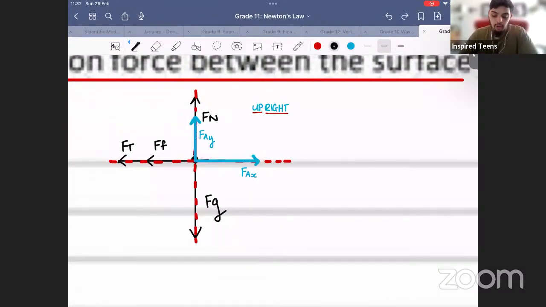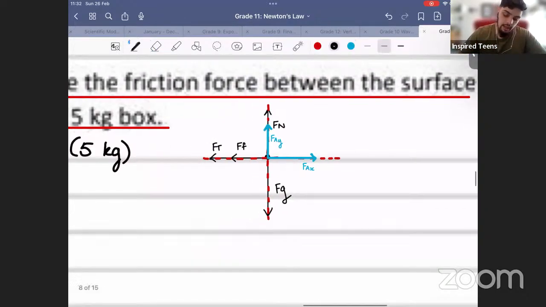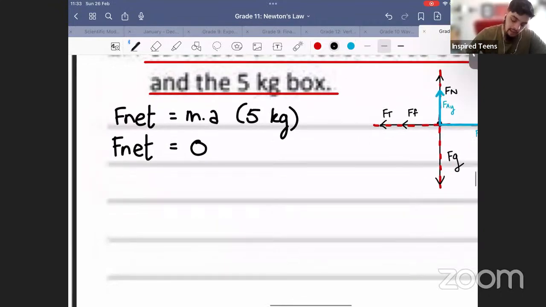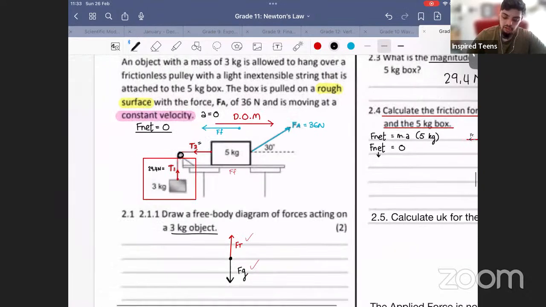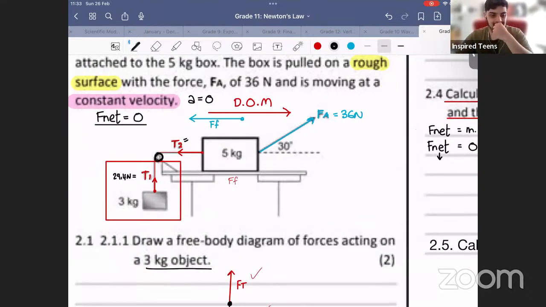Perfect. So now, do I have any diagonal forces? No. I've gotten rid of all of my diagonal forces. I have exactly what I want to answer the question. I have all my forces in the vertical plane, all my forces in the horizontal plane. Okay, done. Now I can say FNet. Let me open up FNet. Tell me again quickly, what is the direction of motion for this question?